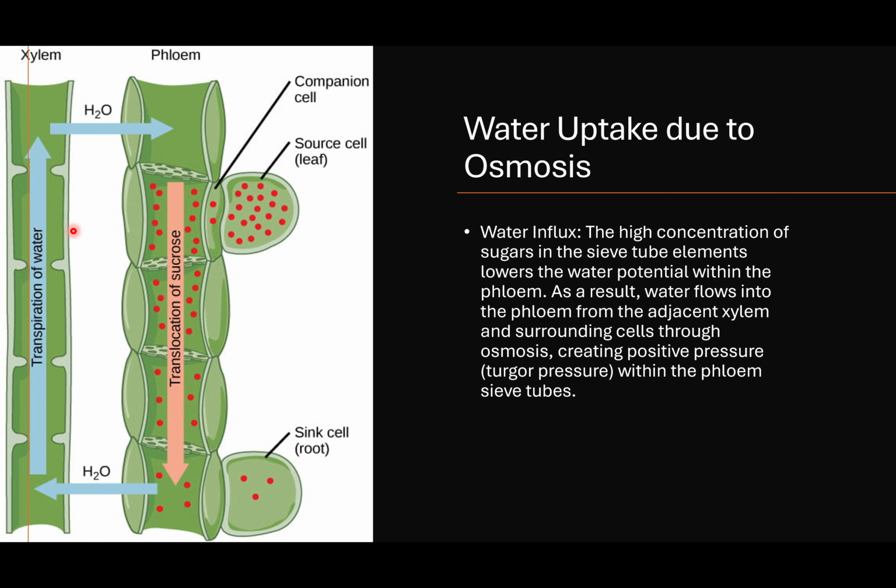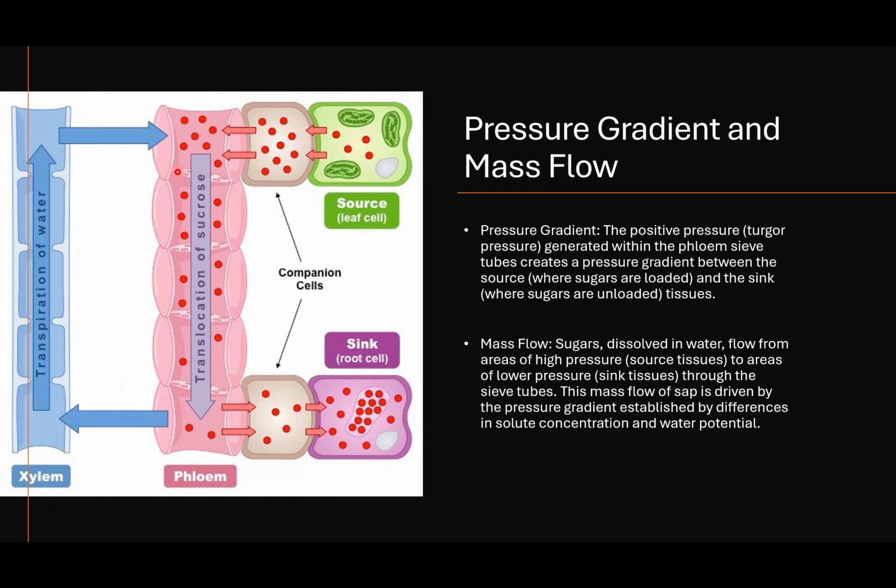So it creates a positive pressure, or turgor pressure, within the phloem sieve tubes, right? So when sucrose is in high concentration, water moves from xylem to phloem. Full stop. That is what we're looking at, right? And that pressure gradient and mass flow now come into play. The positive or turgor pressure generated from what I just discussed within the sieve tubes creates this pressure gradient between source and sink.